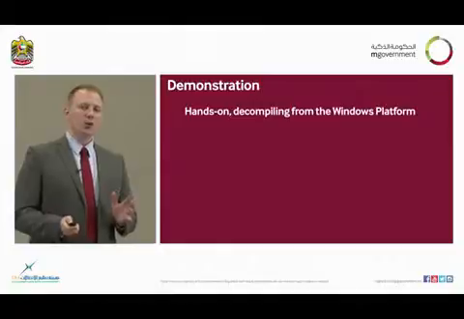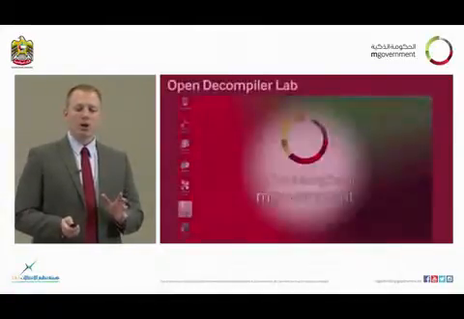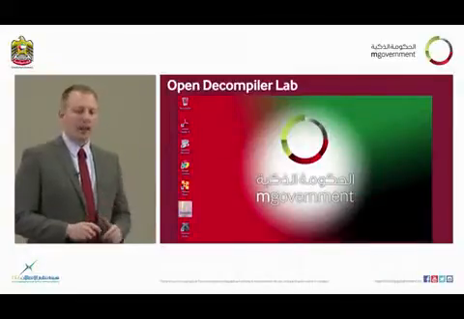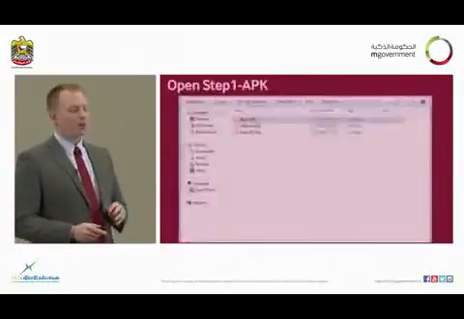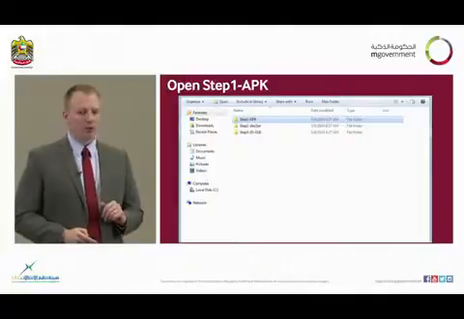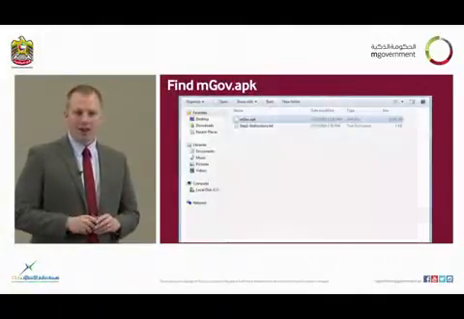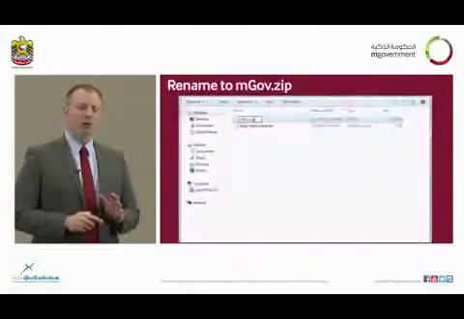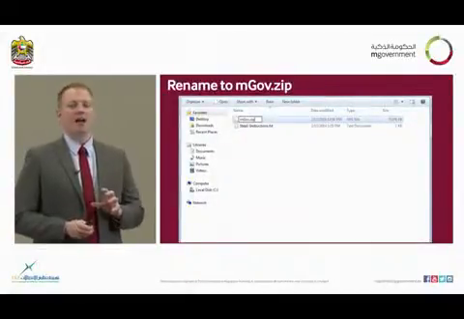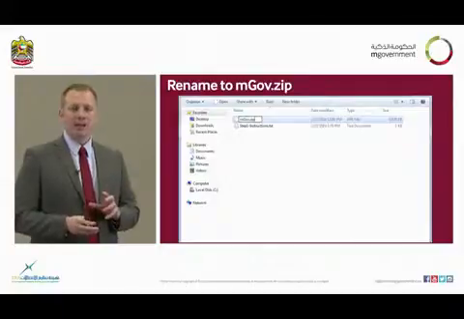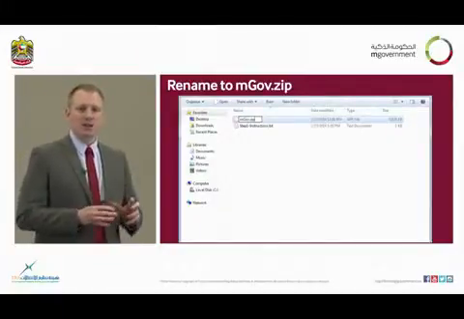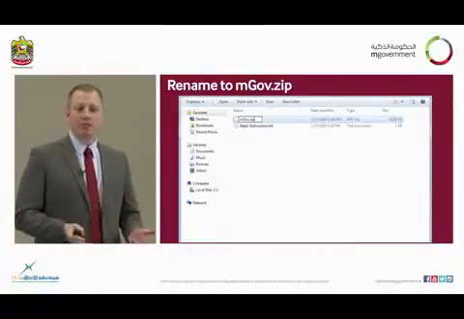So the first thing that we're going to do is go into our system and open our decompiling lab. And we'll go into the Step 1 APK folder, where we will find a mgov.apk file. What we're going to do is rename that from mgov.apk to mgov.zip. We're going to try to see if it's a zip file.